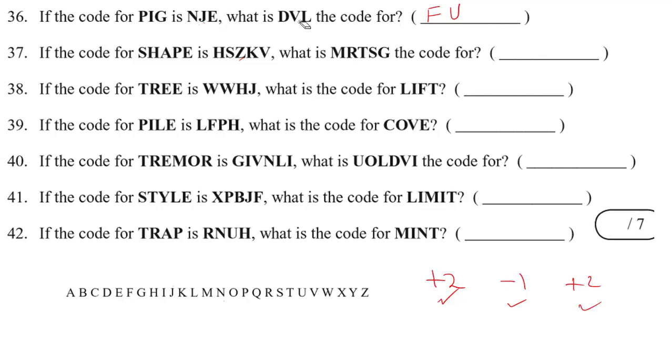Okay. Then I've got L. You need to move 2 steps forward. So L, 2 steps forward. So that's going to be N. So the answer is going to be fan. Done. So that's how to do that.